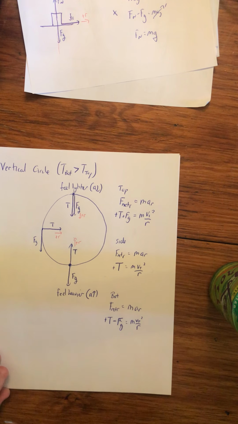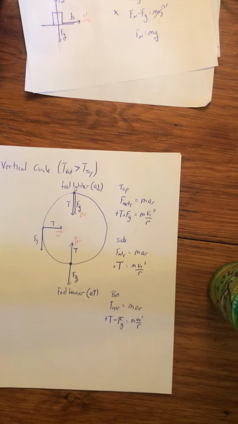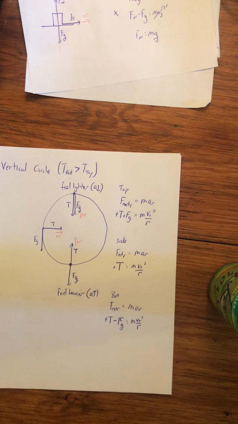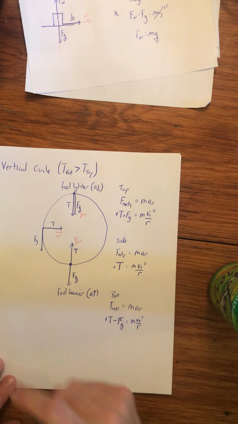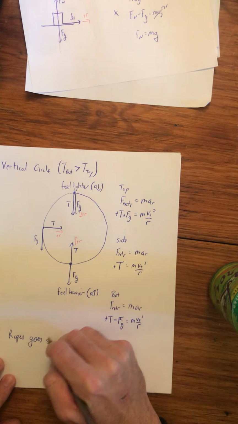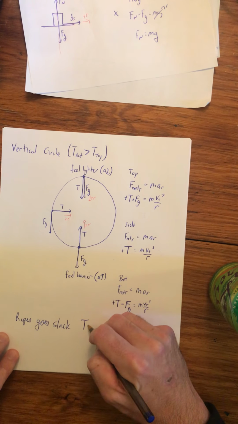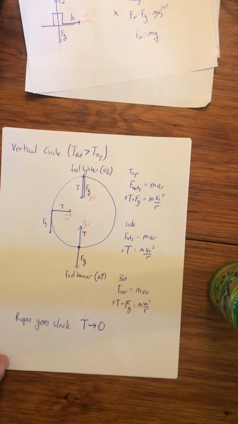Now, one last thing about this. If I am twirling my keys and I go too slow, slower, slower, what happens? What you'll notice is the keys no longer make a circle and the rope goes slack. So if the rope goes slack, what does that mean from a problem-solving standpoint? Well, that means T goes to 0.